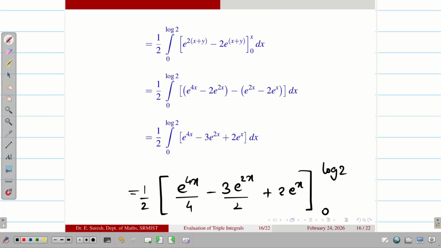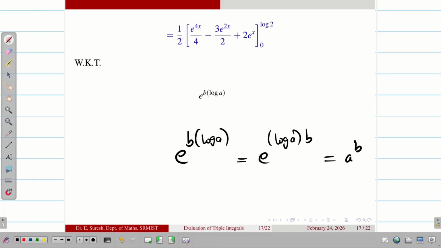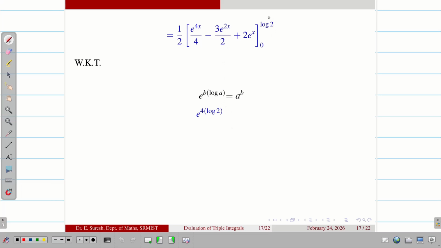Now we should be very careful while we substitute the limits. In the first video, we saw the integration basics. We have to recall the formula: e power b into log a, or e power log a into b, is equal to a power b. Therefore, when I substitute this log 2 here, we get e power 4 into log 2, it is 2 power 4. 2 power 4 is 16. In a similar way, when I substitute the limit here, we get e power 2 into log 2, that is 2 power 2, 4. And finally, when you substitute here, we get simply e power log 2, that is 2 power 1, simply 2. And when we substitute the lower limits, e power 0 is 1.